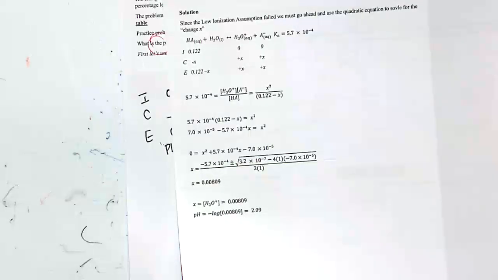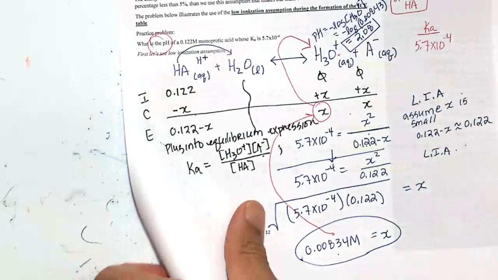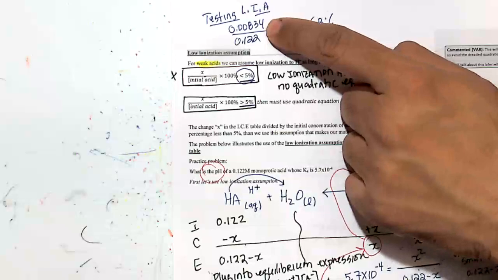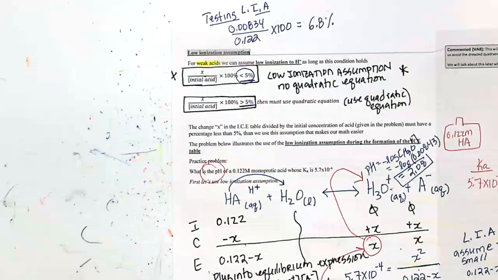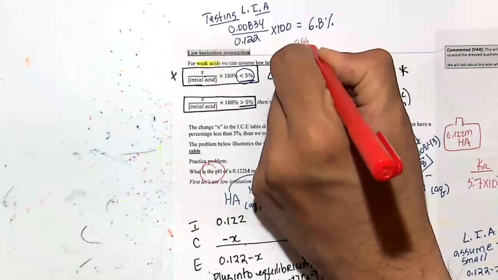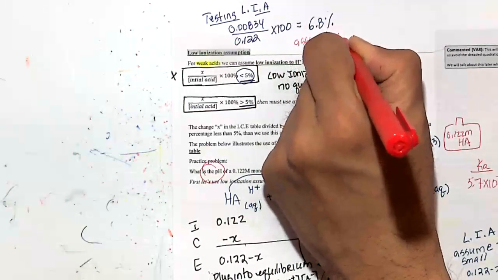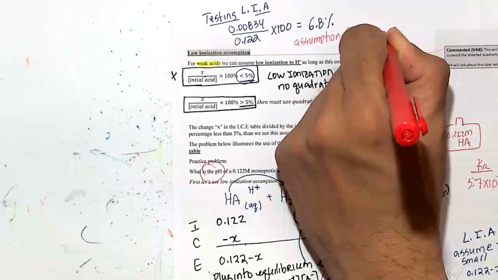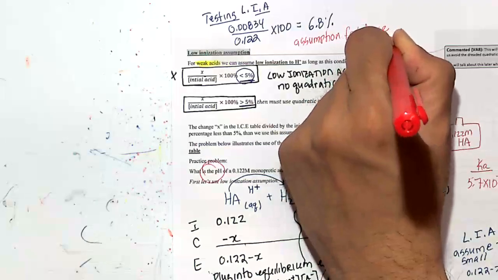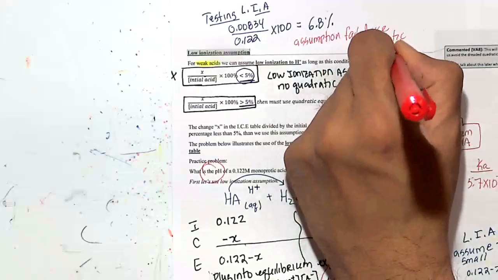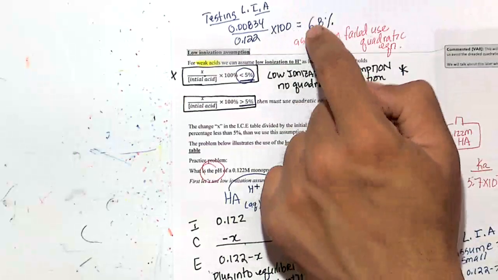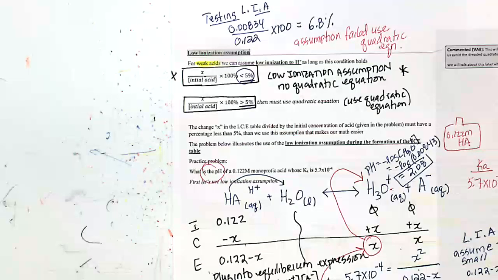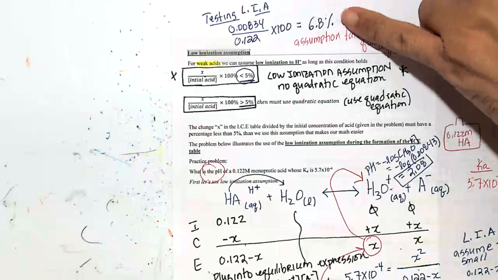So what is the threshold? 5%. How do we calculate that? You take the x divided by the concentration in the bottle, and it should be less than 5%. So this assumption did not work. Use the quadratic equation, but you don't have to do that. I'll give you problems where it's less than 5%. Do you guys understand me? So you'll be in situations where it'll be less than 5%.